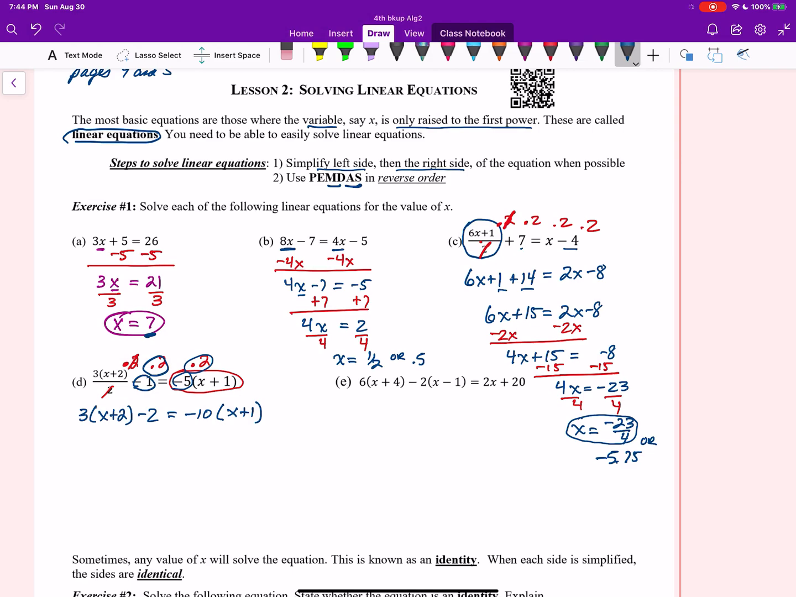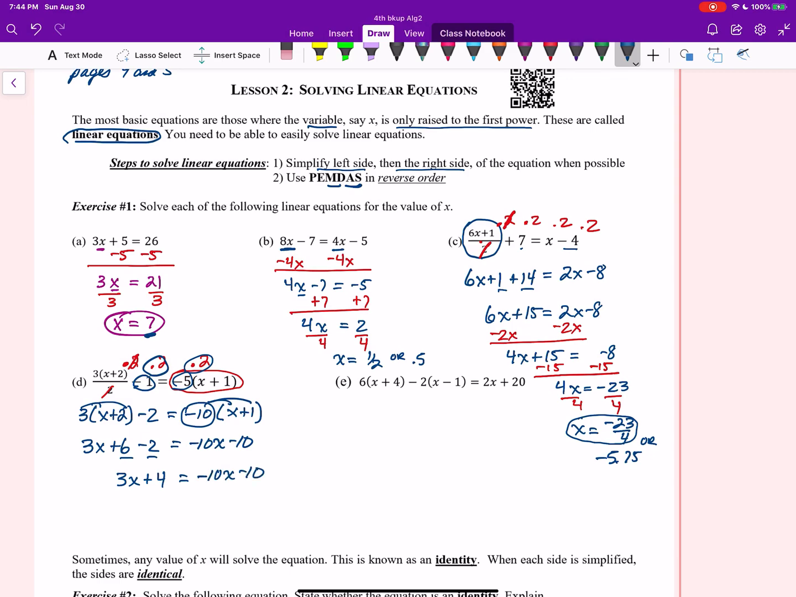We've got some simplifying to do now. Distribute 3 over the parentheses. That's 3x plus 6. Bring down the minus 2, bring down the equals. And we're going to take this negative 10 and distribute it over the parentheses. Negative 10x minus 10. We combine like terms on the left-hand side. Positive 6 and negative 2 is positive 4. And let's bring down the right-hand side.